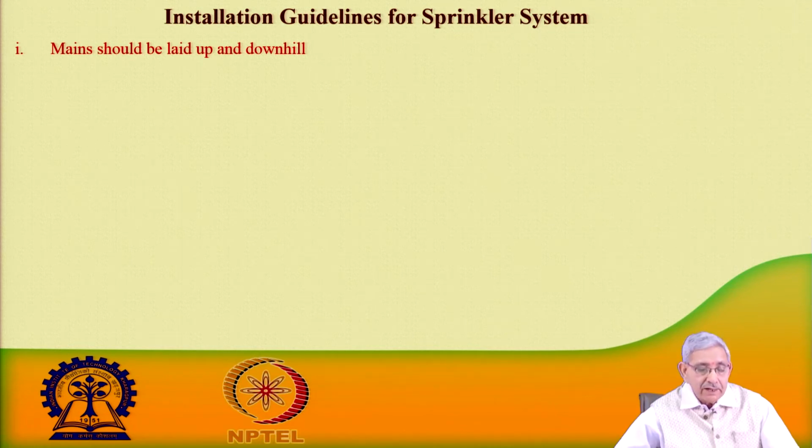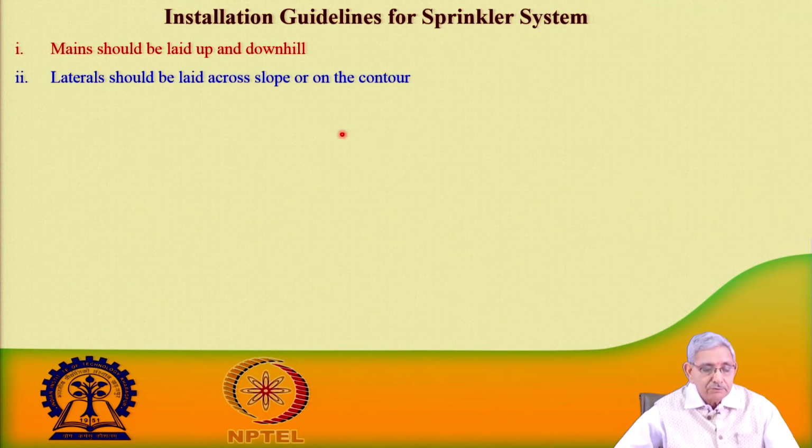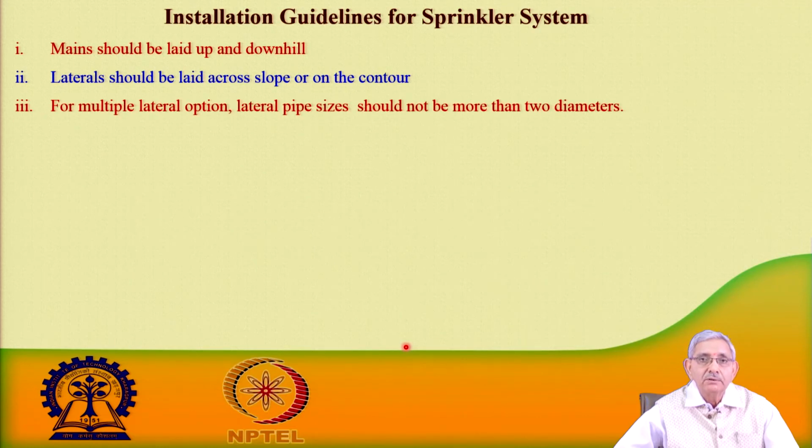There are some set guidelines when we are installing a sprinkler irrigation system. Those were the arrangements for the movement of the laterals, meaning layouts. Now, this layout or installation has to follow specific guidelines, and those guidelines are that the main should be laid up and downhill. Then the lateral should be laid across the slope or on the contour.